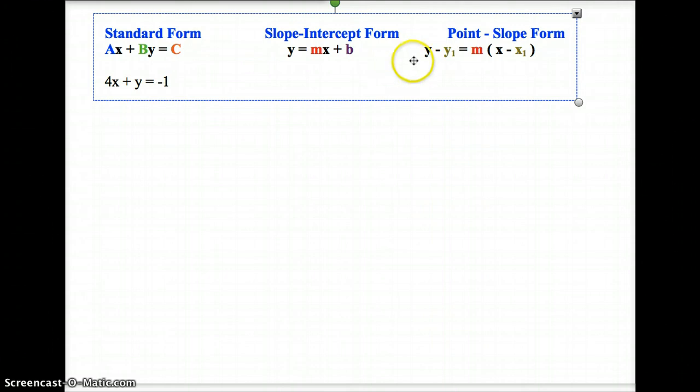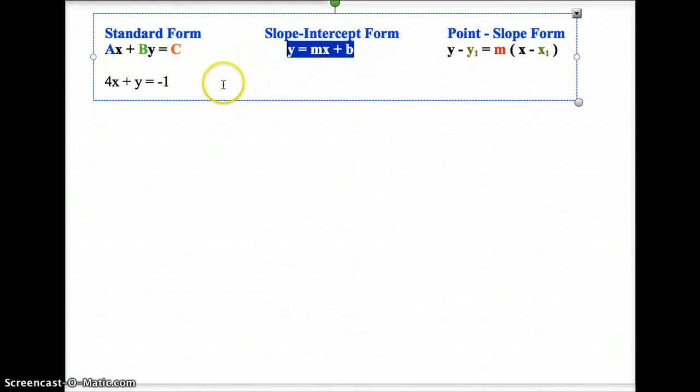If you remember yesterday, we talked about this point-slope form, which was y minus y sub 1 equals m times x minus x sub 1. And we talked about how to convert from this form back into slope-intercept form. This is the form you're most aware of and the one that you've been dealing with most, y equals mx plus b right there. So what is standard form?